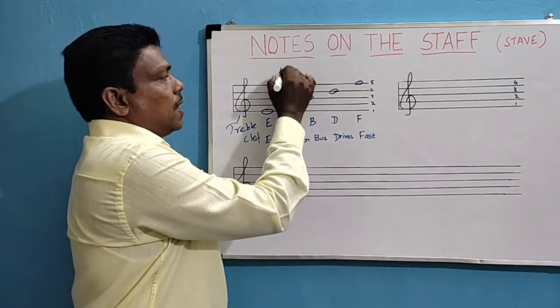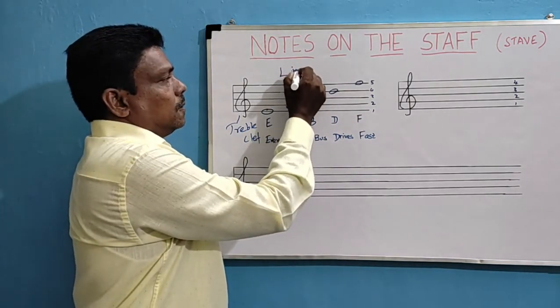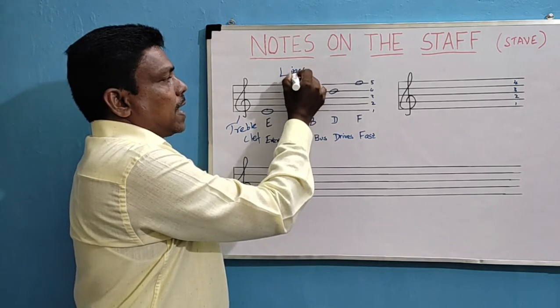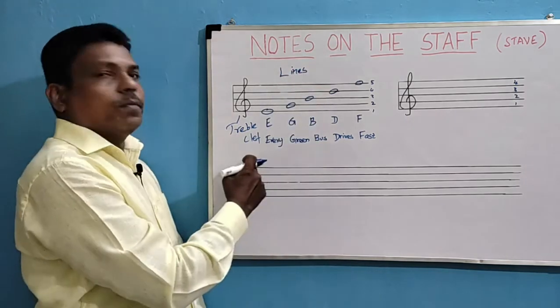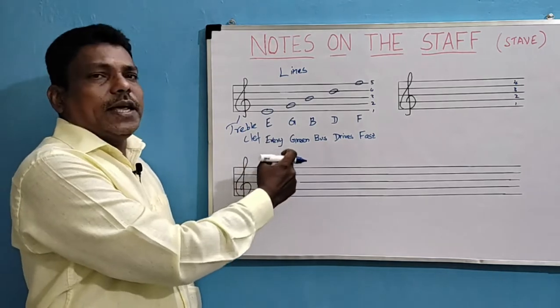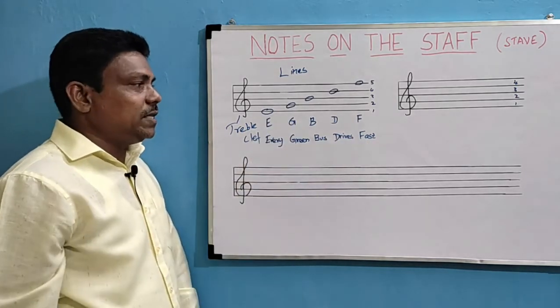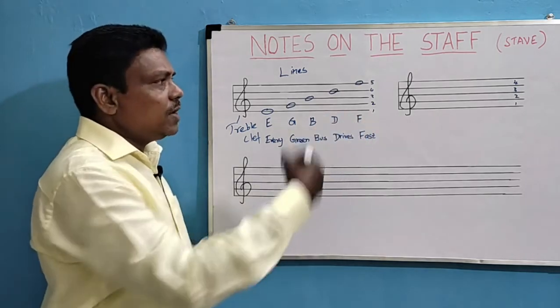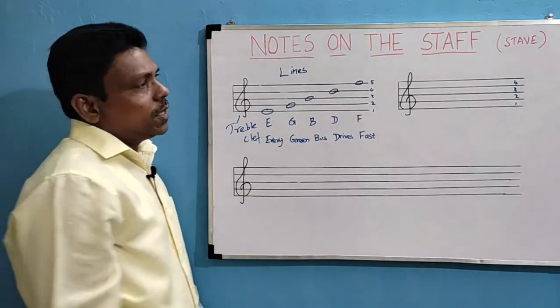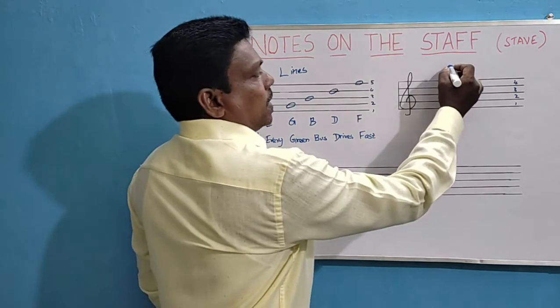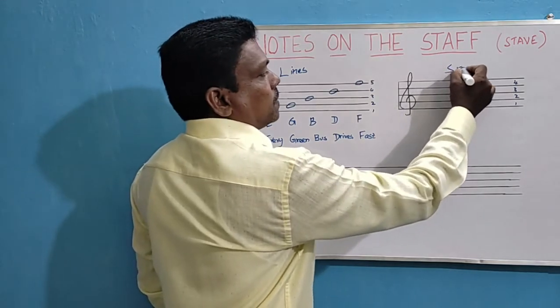Notes on the lines. To remember the notes on the lines of a treble clef, remember this sentence: every green bus drives fast. Okay, so now it will be easy. Now let's see the notes which come on the spaces of a treble clef.